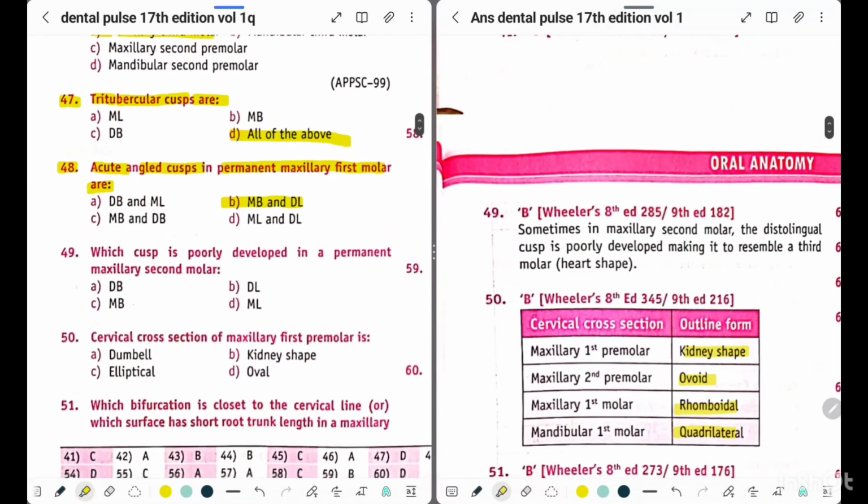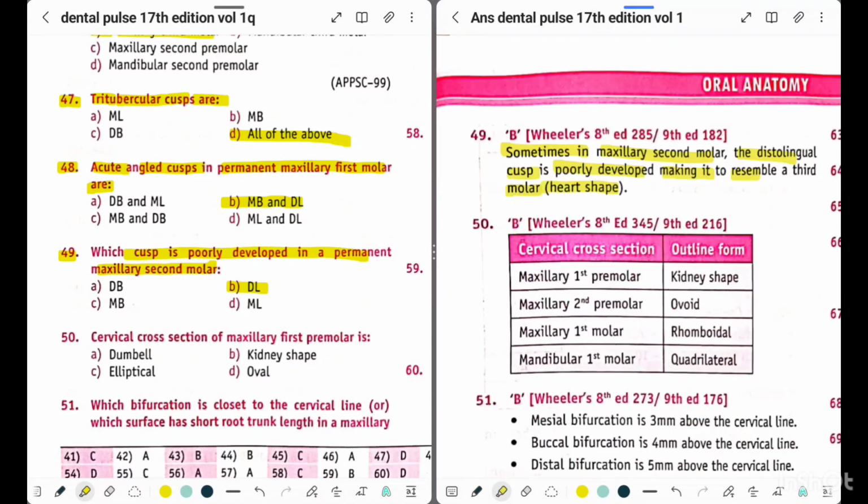Now question 49. Which cusp is poorly developed in permanent maxillary second molar? So its answer is distolingual. Sometimes in maxillary second molar, the distolingual cusp is poorly developed, making it resemble a third molar, which is heart-shaped. Okay. Now question 50.